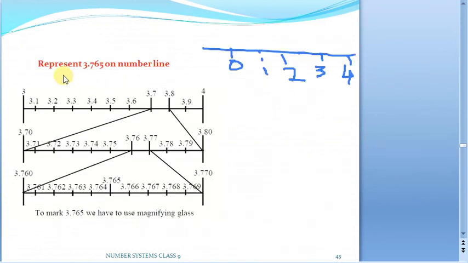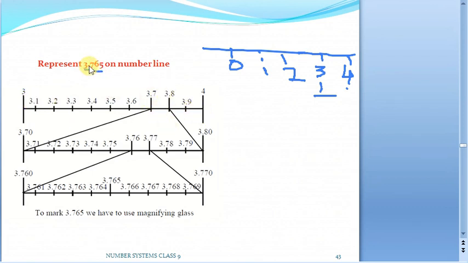Suppose we need to represent this particular number 3.765 on the number line. So here observe, there are three decimal places. After the decimal point there are three digits. It is 3.765, so definitely it will be between 3 and 4. When you zoom in and magnify this region between 3 and 4, you will be having 3 at one end, 4 at the other end. So we can place 3.1, 3.2, 3.3, 3.4 likewise. When you equally divide it, you will be having the numbers like this.